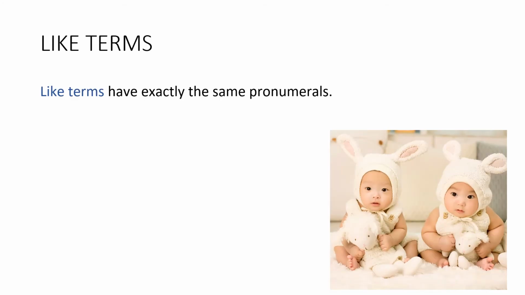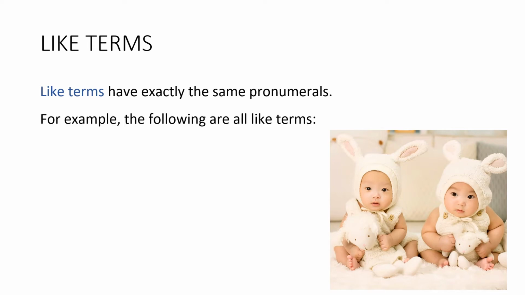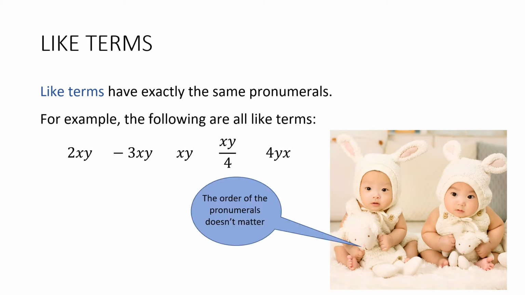So let's move on. Like terms have exactly the same pronumerals. So for example, the following are all like terms. 2xy, negative 3xy, xy, because that's the same as 1xy, remember? xy on 4 and 4yx, because the order of the pronumerals doesn't matter. Remember, y times x is the same as x times y.